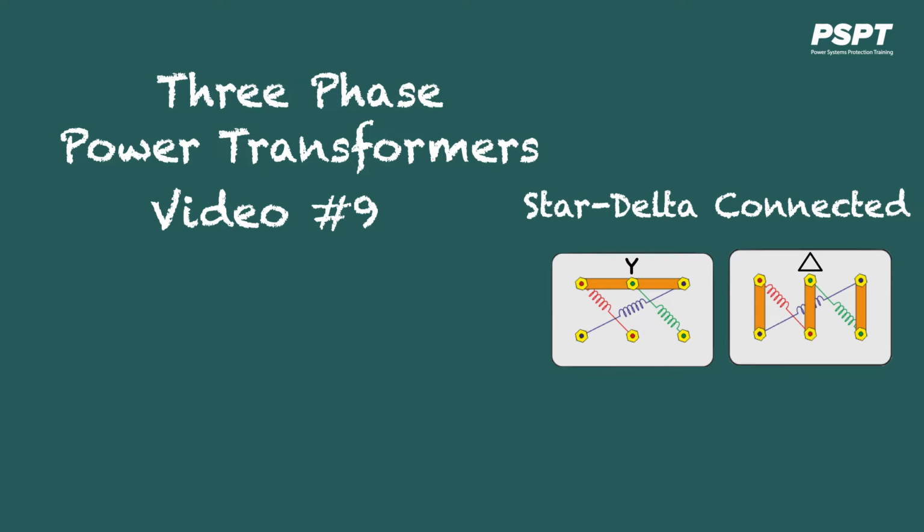This is the 9th video in my series on three-phase power transformers. In this video, I'll be looking at Y delta connections. To be more specific, the current flow in Y delta connected transformers. In previous videos, we saw the phase relationship between the voltages and currents in this type of transformer. In this video, we will be looking at phase relationships as well as the magnitude.